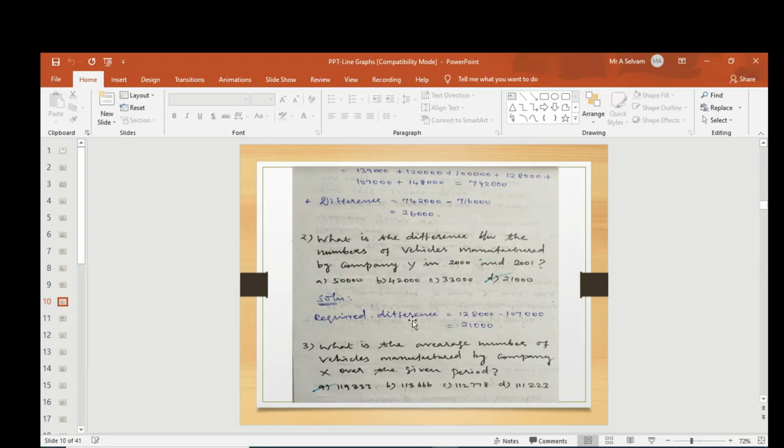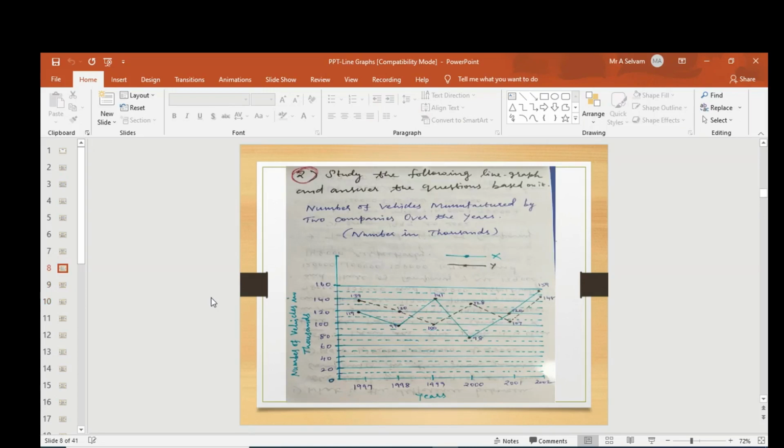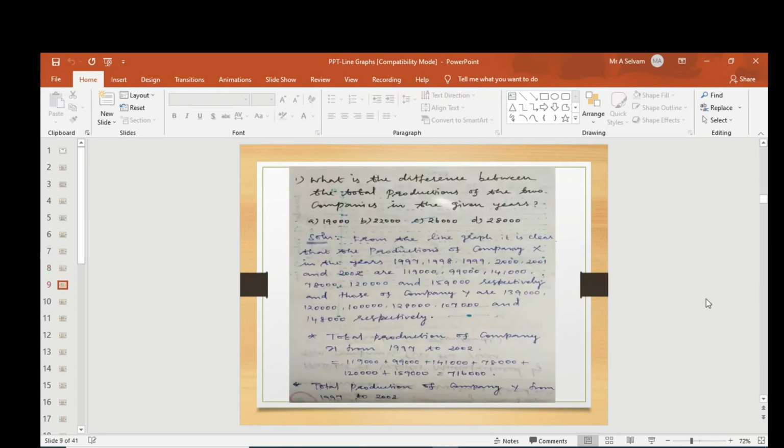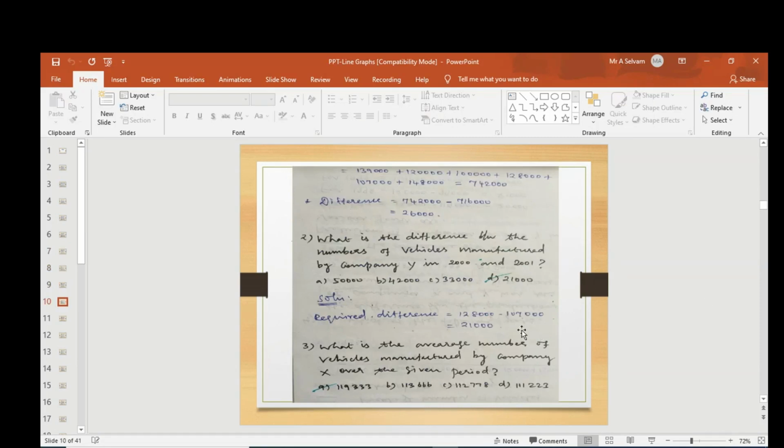Required difference equals, in 2000, X is 78,000 and Y is 1,28,000. We can find out the difference, so 21,000 we are getting. This is the answer for the question. So 21,000, option D. Right? In the same manner, we are going to discuss the next question.